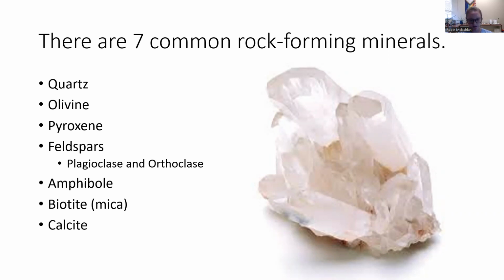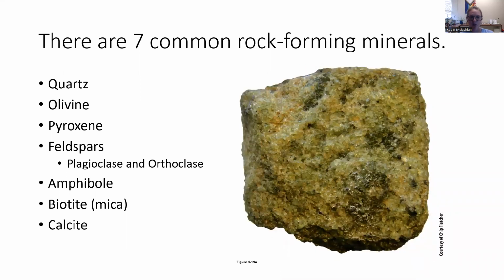The first one is quartz. It's most often clear, but it can be almost every color under the sun. Also a silicate, right? An important silicate. The next common rock-forming mineral is olivine, named olivine because of its olive green color. This is a really common mineral of peridotite. Remember, that's the rock that makes up the mantle.